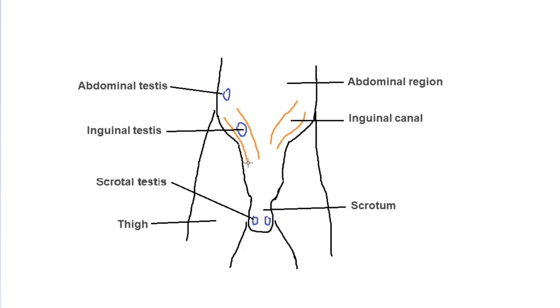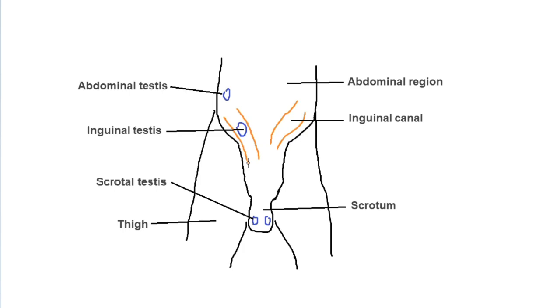But in certain cases, what happens? The testis is unable to descend down. The testis is unable to enter into the scrotal sac, and may remain in the abdominal area or in the inguinal area. So when the testis is unable to descend into the scrotal sacs after the seventh month of development, this condition is called cryptorchidism. So cryptorchidism means the testes do not enter into the respective scrotal sacs after the seventh month of development.